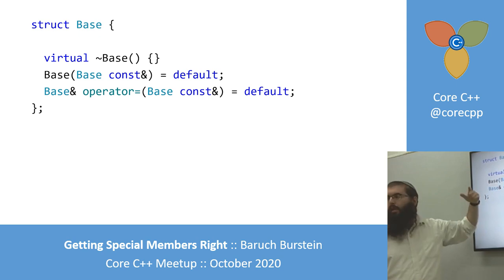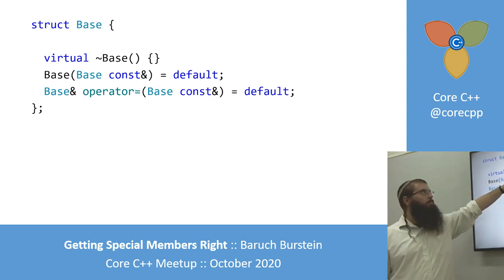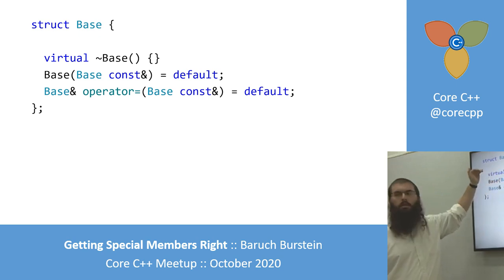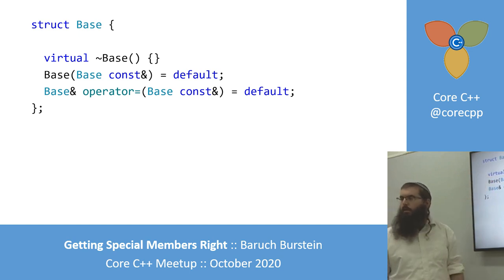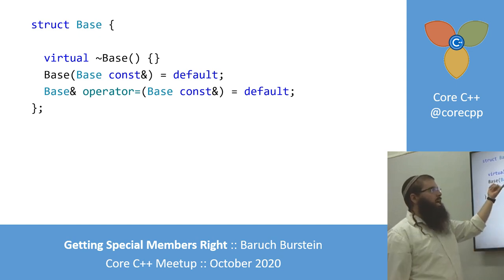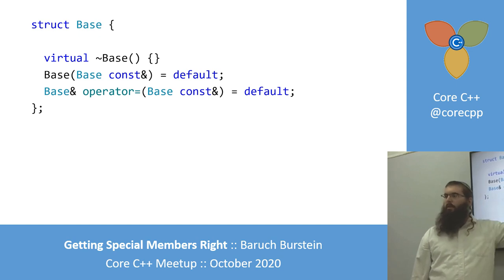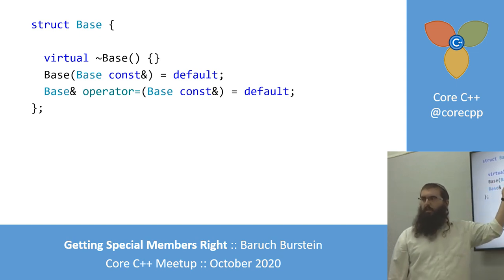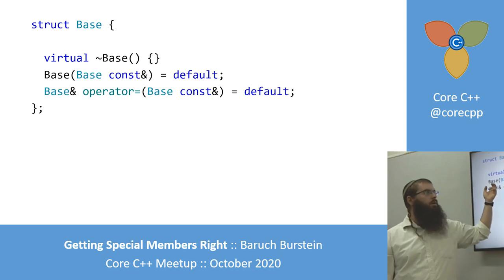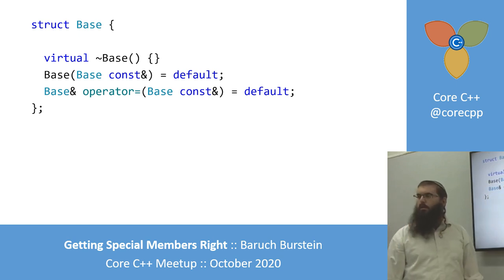Since it's virtual, that will work. It will do the same thing, but it's still user declared. Also deletes the... Yes, because if I do equals default on something, basically I have a user declaration and a default definition. And what matters is the declaration. If there's a declaration of a destructor, they will not be declared. If there's a user declaration.